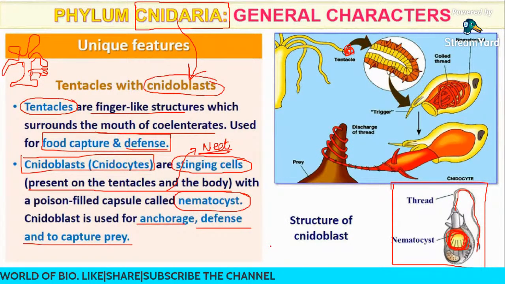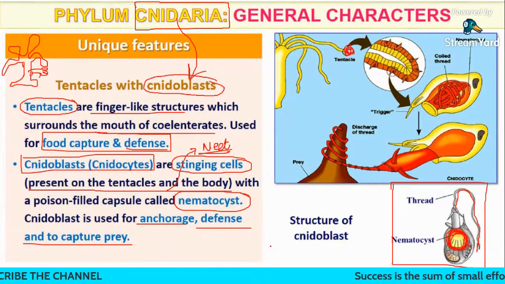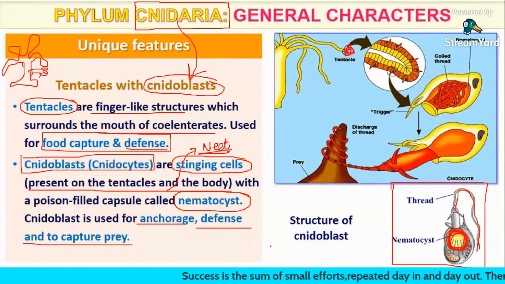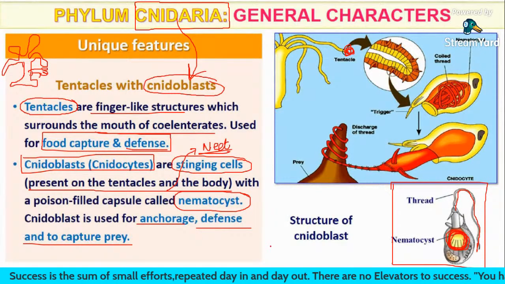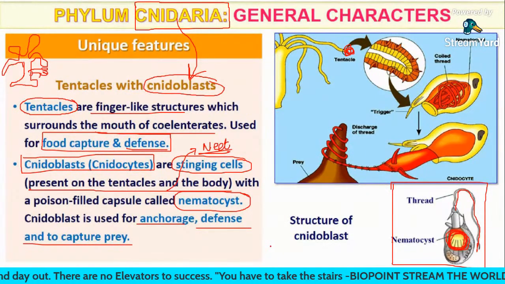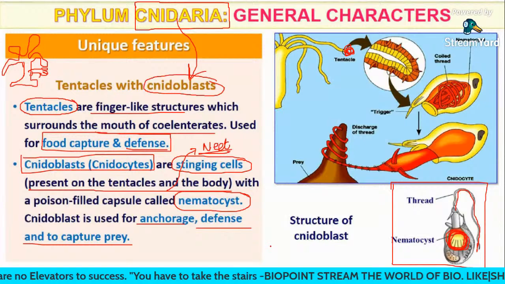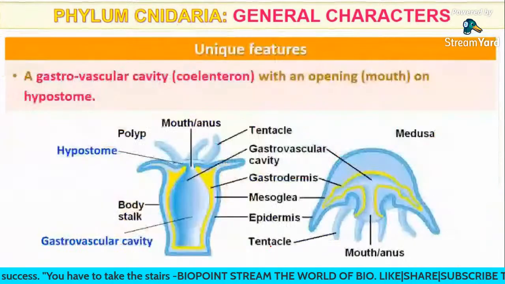Is it clear? Is the function, the name of the cell, its location, everything clear? I don't know whether Abhijit is here or not, because I'm not receiving any messages. Just tell me fast. We have one more phylum to complete. I'll give a quick recap of this chapter at the last.